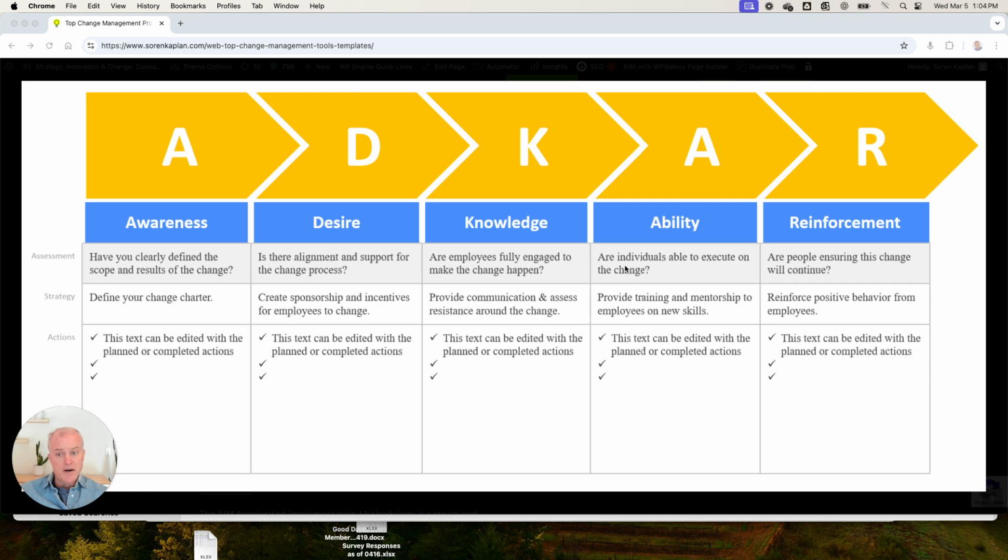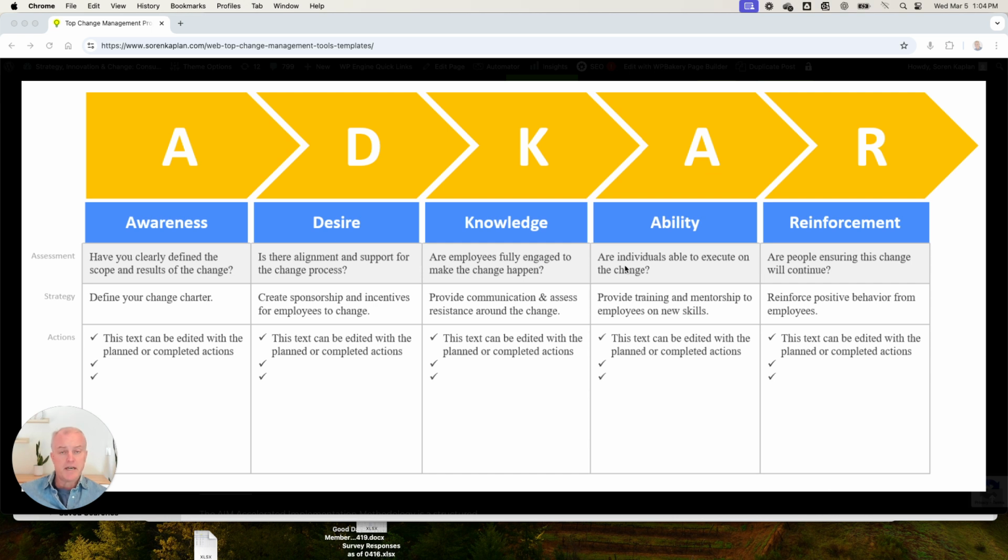Then you have desire. And you want to understand, is there alignment and support for this change? What's the readiness factor for the change in terms of the people and the stakeholders that have to go through it? Is there desire for the change? If not, there might be resistance. So you're going to need to figure out how to deal with that.